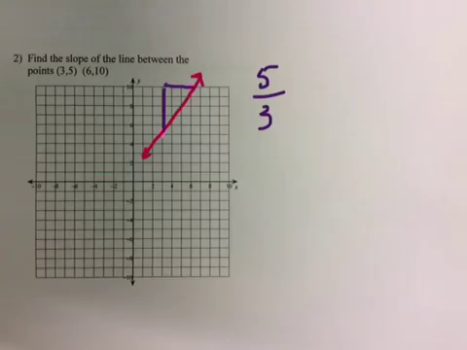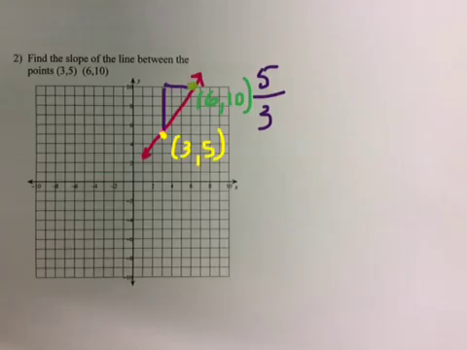Now, let's pretend that we didn't have the graph to count squares. So I already know that the coordinate on top there is 6, 10. And the coordinate down here, lower, is 3, 5. Okay, so here's my point 3, 5, and the other point is 6, 10 right there.